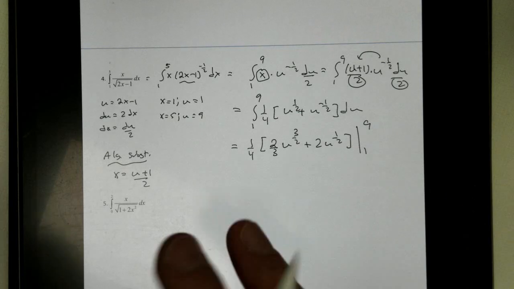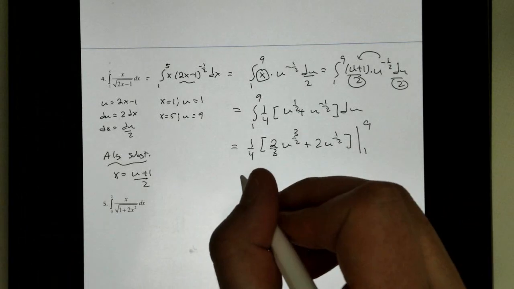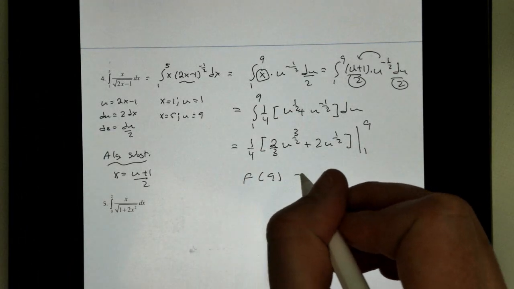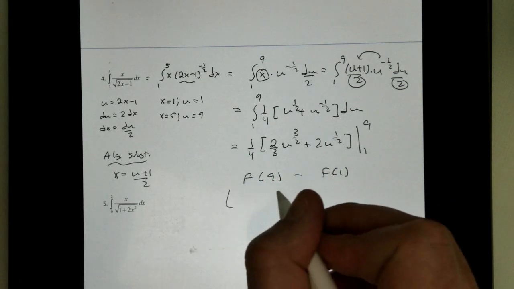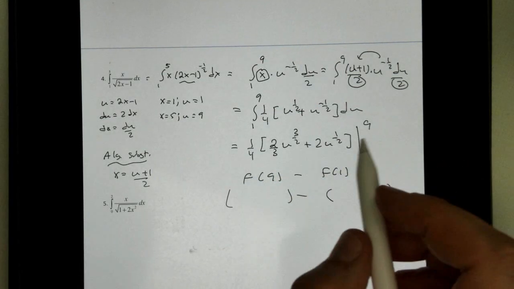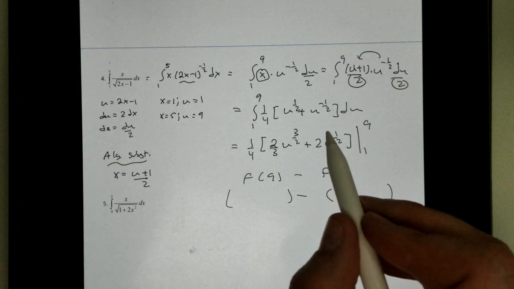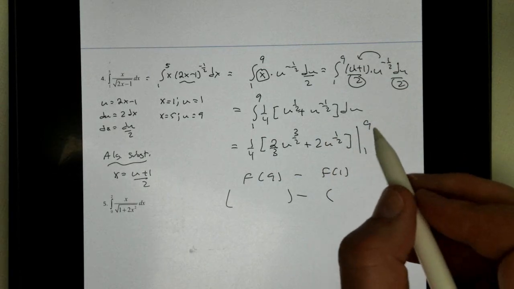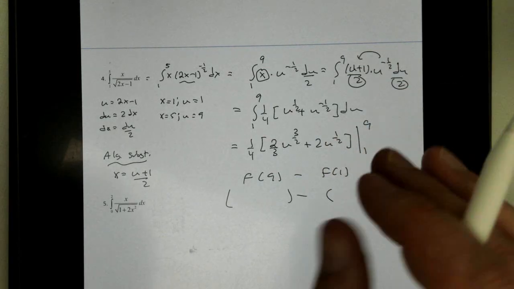So how to write this answer? We're not interested in cleaning it up. We just want to get an answer. So we do f of 9 minus f of 1. We don't have to put our x's back in. Remember that. We've already replaced them. We don't have to put our x's back in because we substituted in our u's. So once we do that, we're done.